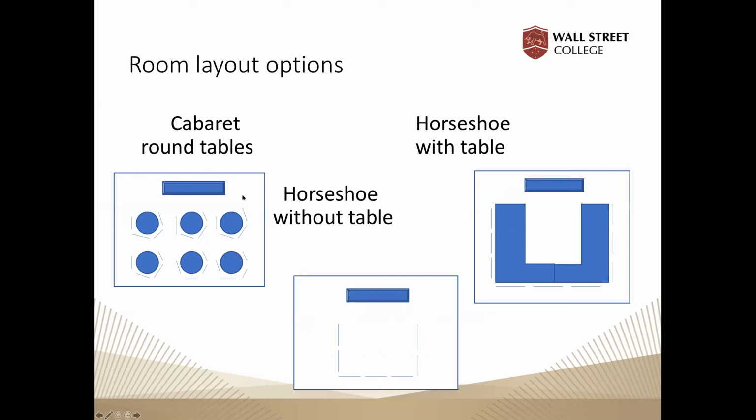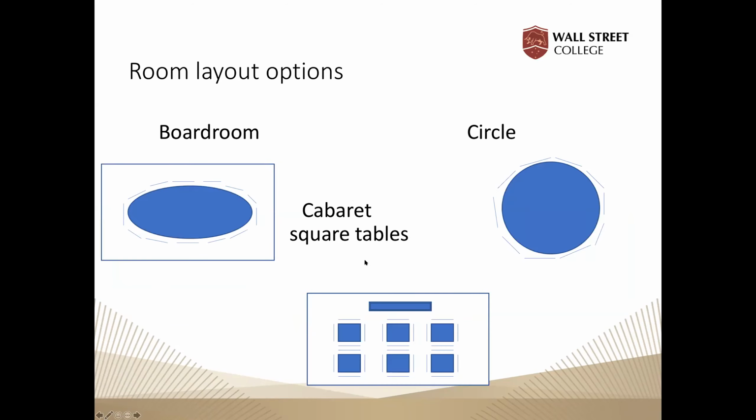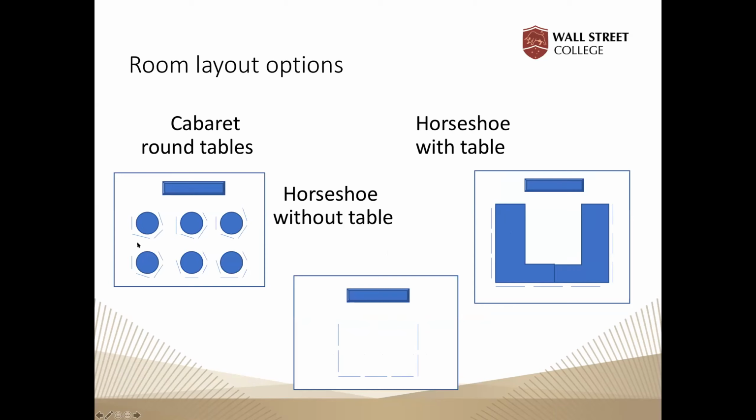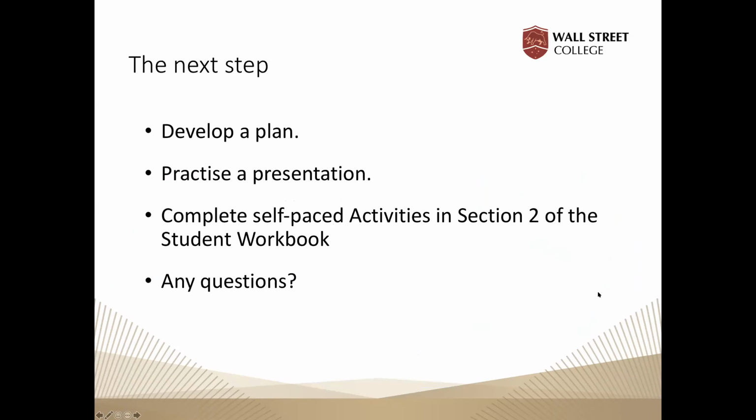And cabaret round tables, similar to this one, right? Cabaret square tables, but just round tables. So maybe it's more friendly, or you can have another feeling, so you can change your tone, or the volume of your voice. Another one is called horseshoe without table, like this one, or horseshoe with table. This one might have a different feeling, kind of more friendly, right? But horseshoe with table is maybe a little bit more formal. So you can adjust your tone.